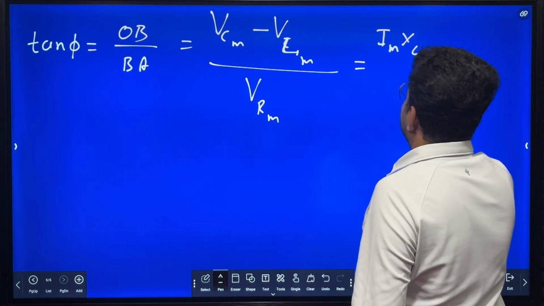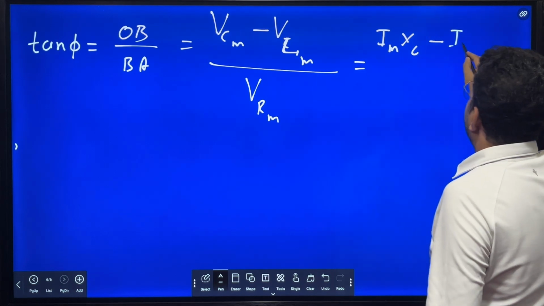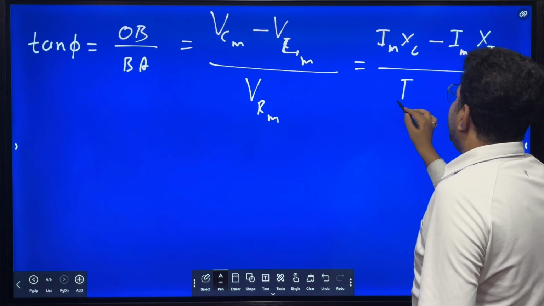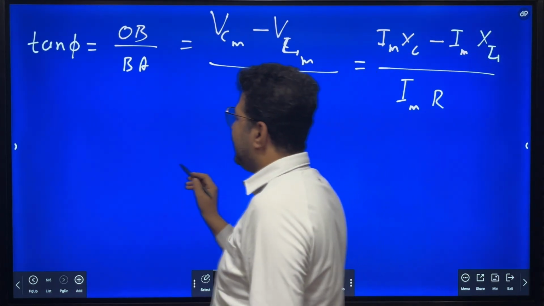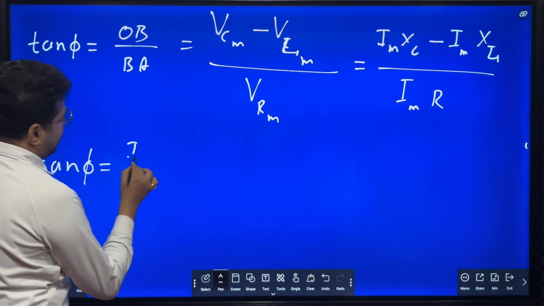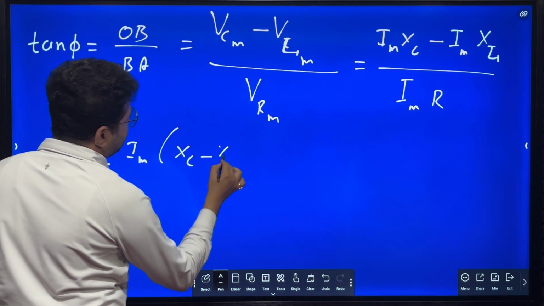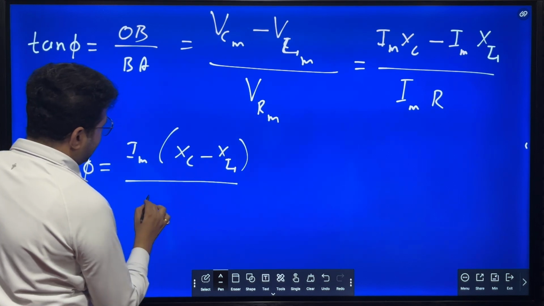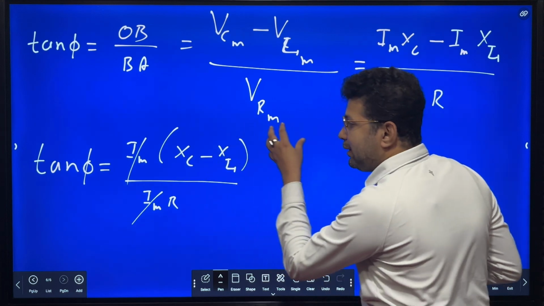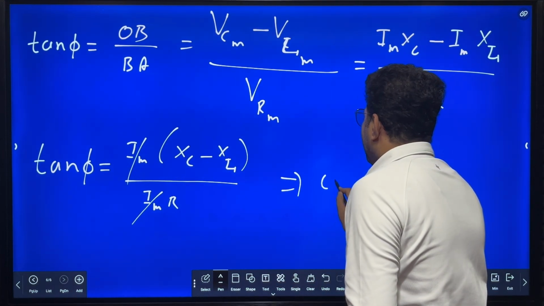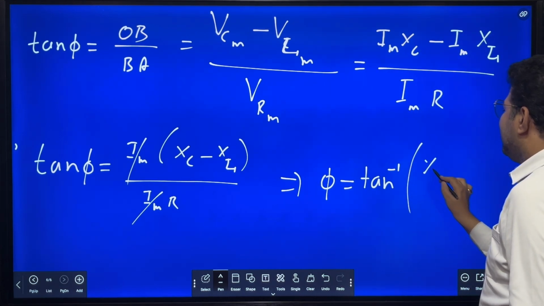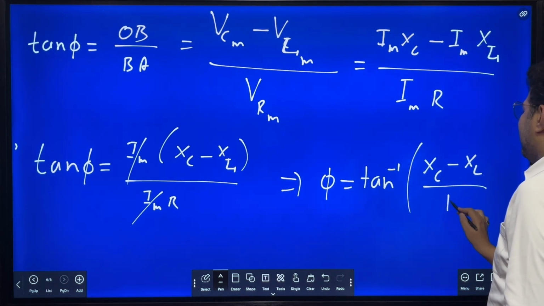VCM minus VLM means what? Im into XC minus Im into XL, divided by what is VRM? Im into R. Now you can take that Im common. So therefore tan phi is equal to Im into (XC minus XL) divided by Im into R. So that Im gets cancelled. So tan phi is equal to (XC minus XL) divided by R, or phi is equal to tan inverse of (XC minus XL) divided by R.